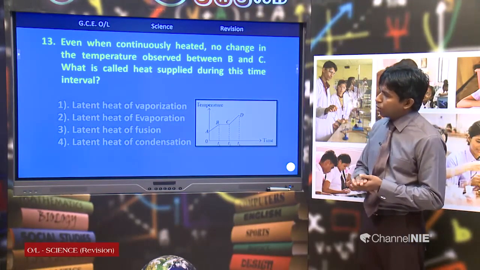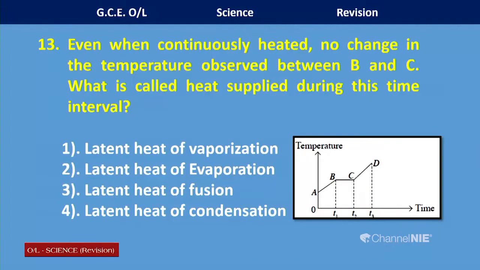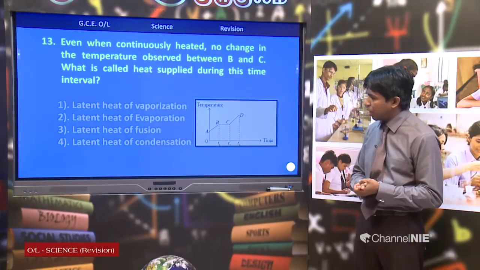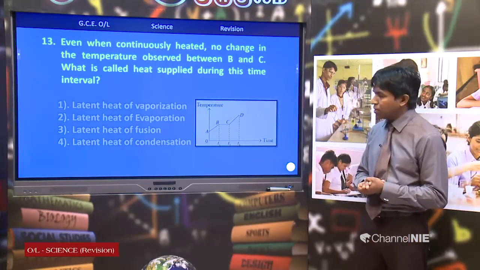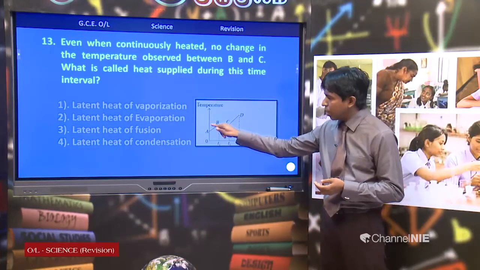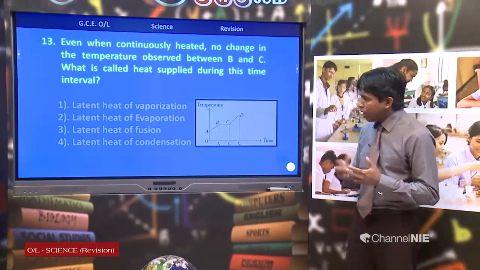For question number 13, they ask about no change in temperature observed between B and C even when continuously heated. They have given four sections, A, B, C, D. Between B and C, no change in temperature. That is the active word of this question. So, what is the heat supplied during this time called? During this time interval, between T1 and T2, heat is supplied but there is no change in temperature. From A to B, temperature increases as you supply heat. From C to D also, temperature increases when you supply heat, but from B to C you can see on the y axis no change in the temperature.